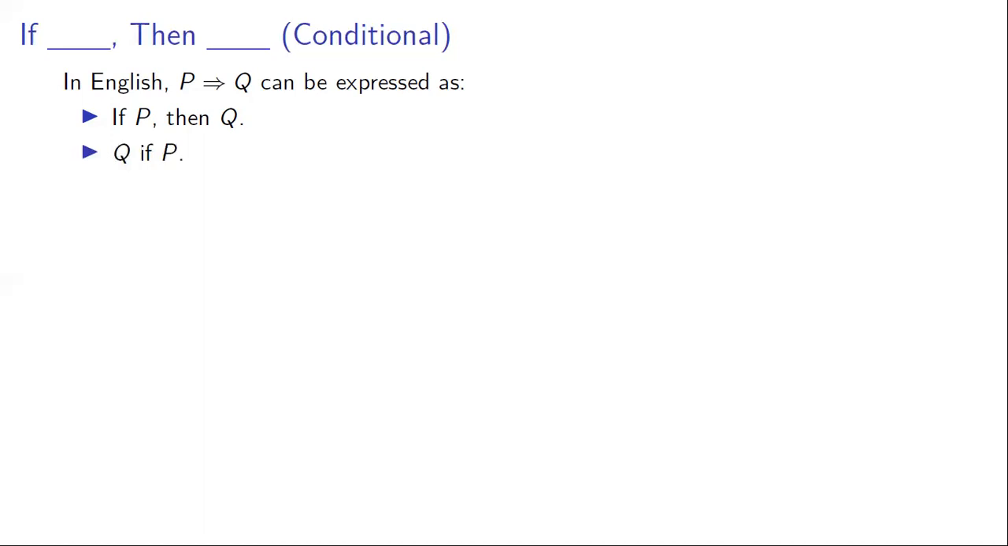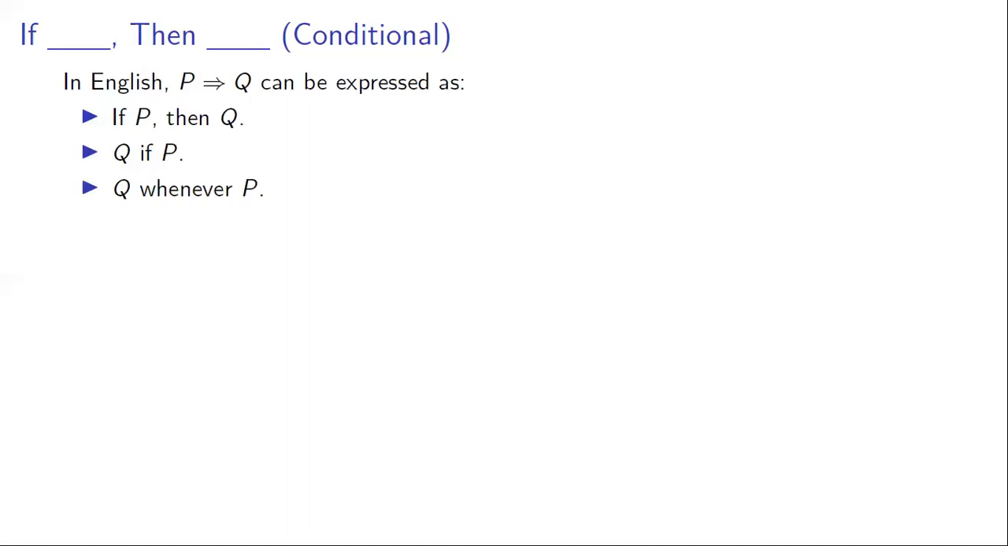Another way to say it is Q if P. Right? So, if I pass this class, then I can take the next class. Another way to say that is I can take the next class if I pass this class. Okay, so that's another way.